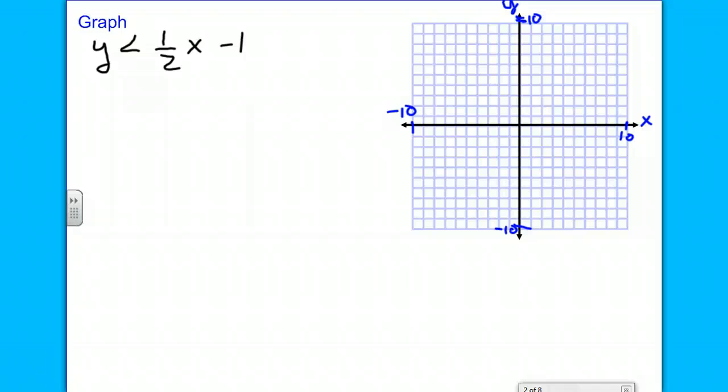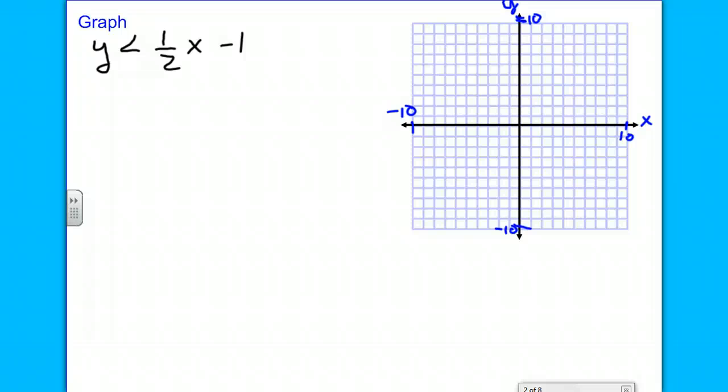This is interesting, a little more interesting. Instead of the equal sign, we have a less than sign. See that? So we start by graphing this just as though it has an equal sign. Okay, so we're going to graph a line. And so what do we know about the line looking at that inequality there? What can you tell me about y is less than 1/2 x minus 1?